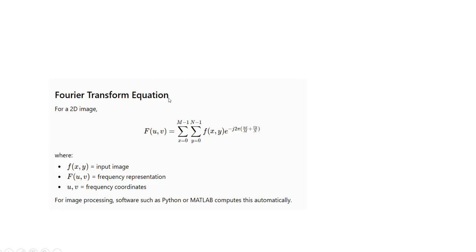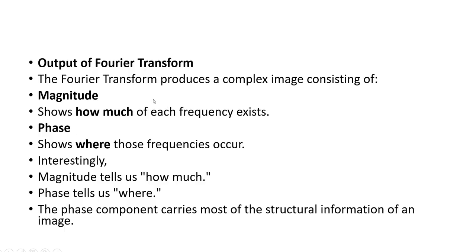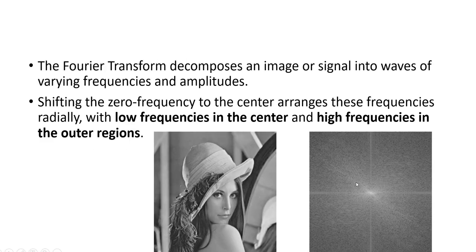So this is the formula for Fourier transform, where it captures the neighboring pixel values and results. The output of the Fourier transform will show how much of each frequency exists and where those frequencies are. So this is basically the Fourier transform for this particular image. It indicates that there are some lesser brighter regions, and all these high frequencies are being put in the side regions, in the outer regions.